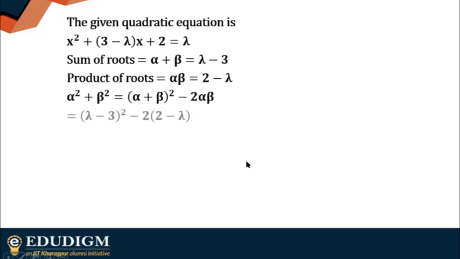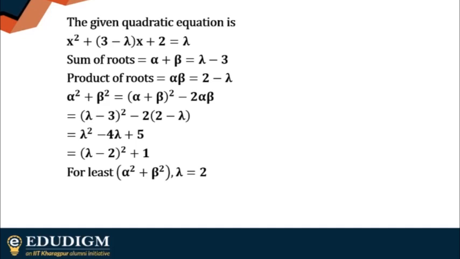So just some simple algebraic manipulation. This is the expression you are getting in terms of lambda for alpha square plus beta square. This is how you can represent it. This is a very classic method. Or you can also go for some inequalities or maxima minima, anything that you want to.